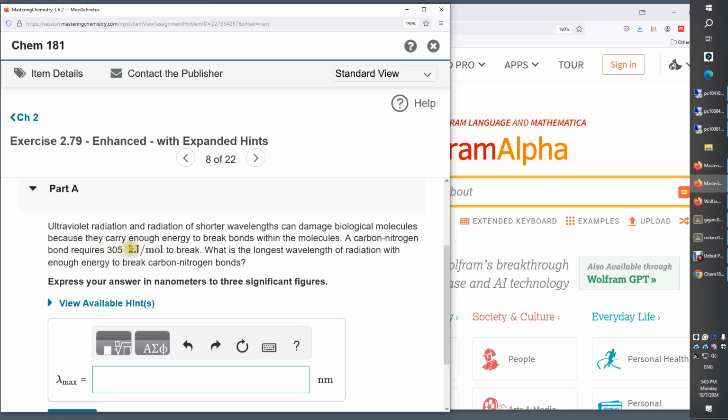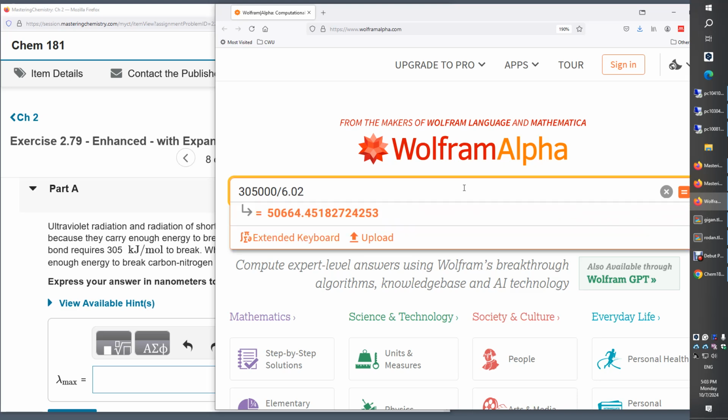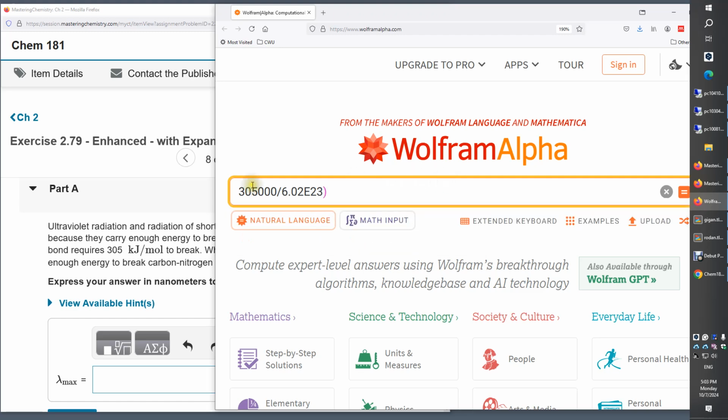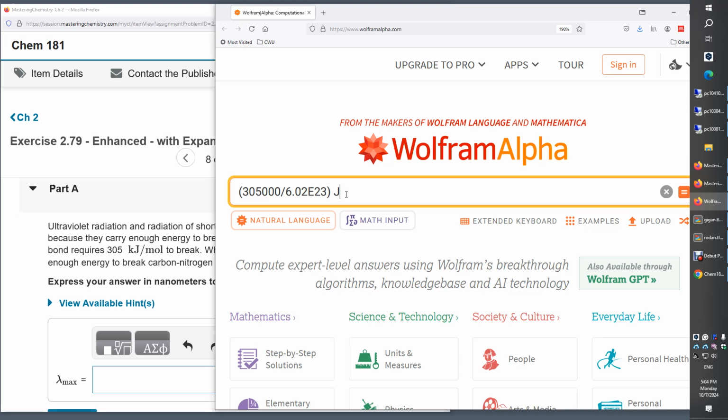According to the rules of significant figures, since we're doing multiplication and division, we will keep 3 figures in the end. So now the first step is this, 305 kilojoules. Kilo is 1,000. Per mole of bonds. So I'm going to find out the amount of energy to break one single carbon-nitrogen bond. It's going to be this much, 5 times 10 to the power of negative 19 joule. Right? So I'm going to put the unit here just for now.